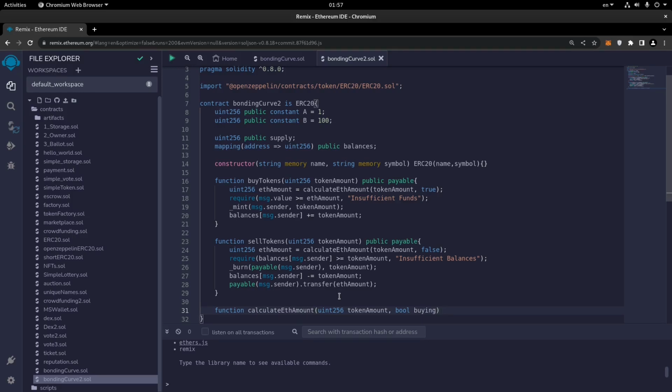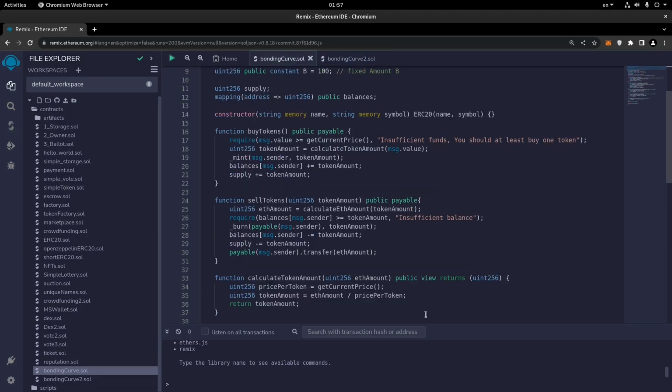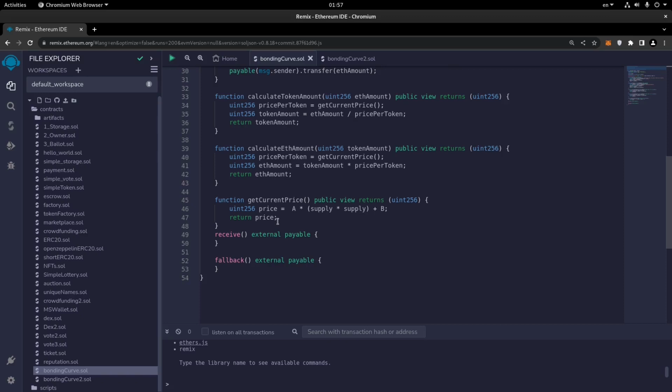So this public returns uint256. It will return the ETH amount. So open the brackets, and it will get the price per token. It will get the current price from the very same current price function that we had in the previous tutorial. The job that it will do here is to calculate the price based on the total supply that we had. So we'll get the total supply and calculate the price.